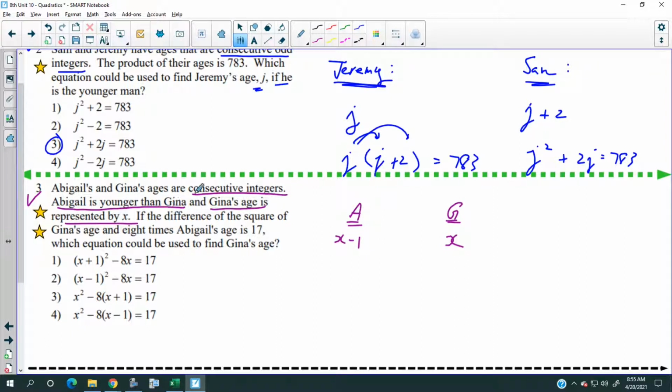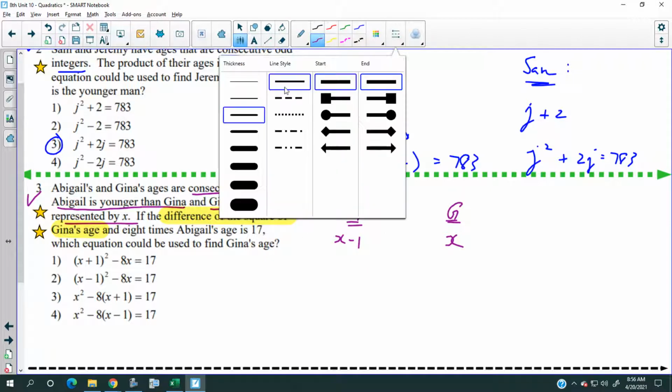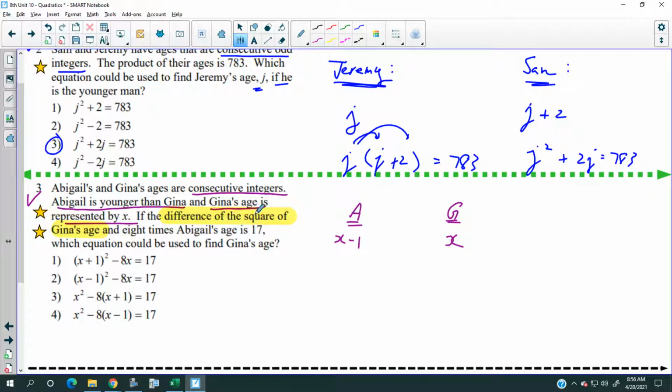Now, this is the tough part, so let me highlight that. If the difference of the square of Gina's age, so let's take care of that first. One thing at a time. What does it say again? If the difference of the square of Gina's age, so Gina's age is x squared in this case. I'm just reading the directions here. Now, it also says difference, which means subtract. You see all these things going on, right? Square of Gina's age.